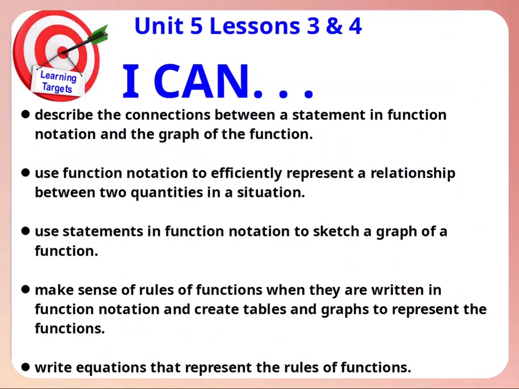In today's lesson, the learning targets are: I can describe the connections between a statement and function notation and the graph of the function. I can use function notation to efficiently represent a relationship between two quantities in a situation. I can use statements and function notation to sketch a graph of a function. I can make sense of rules of functions when they are written in function notation and create tables and graphs to represent the functions. I can write equations that represent the rules of functions.